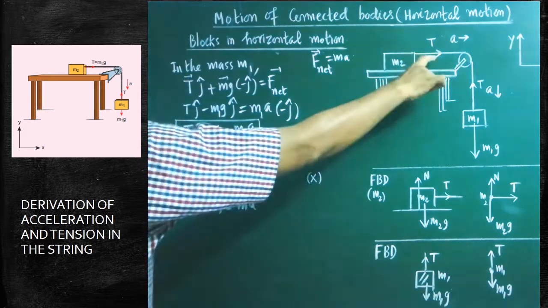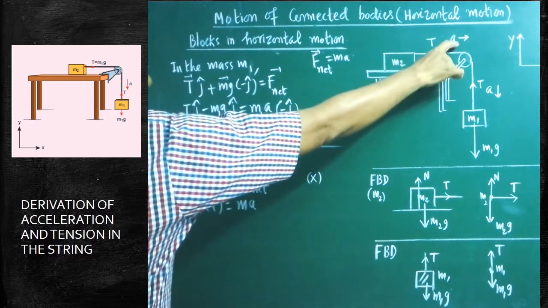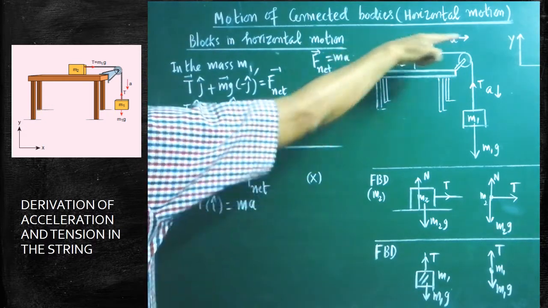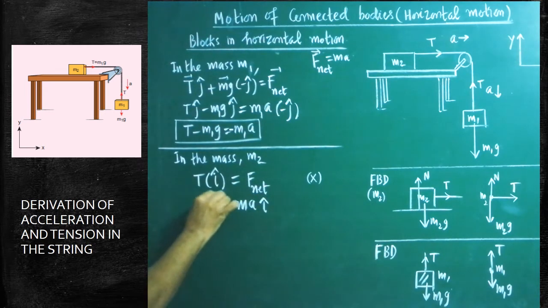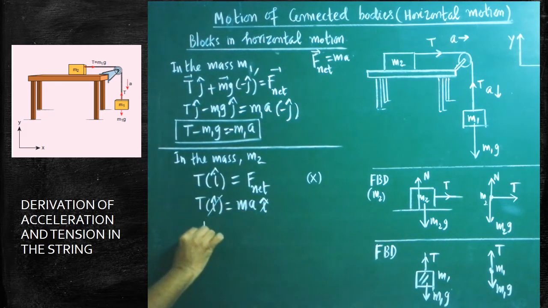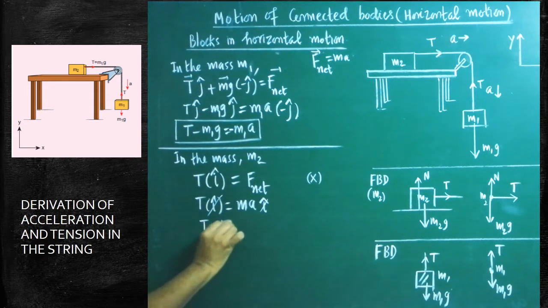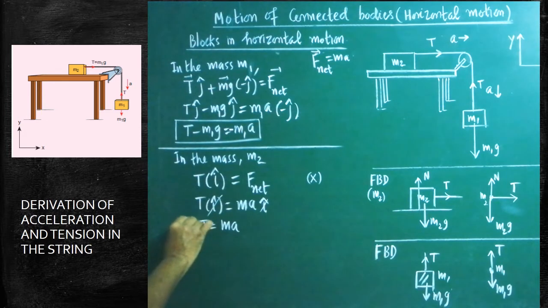Here the body is moving because of the net force. Therefore it is moving in the positive x direction, so we can write it as I cap. Remove this 2 I cap. Therefore T will be equivalent to m2a. Are you clear? T will be equivalent to how much? m2a. So here we have got the expression for T. Just block this. Are you clear?